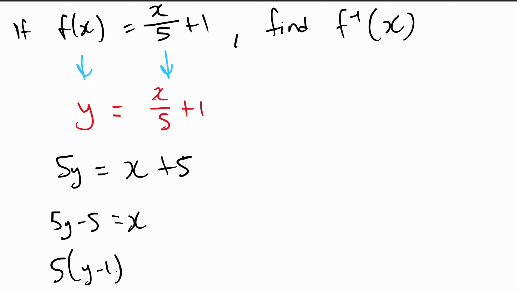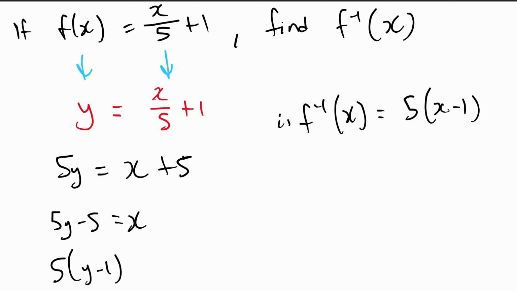And the last step to do is we change it. We write our answer in our proper function form, is equal to 5x minus 1, because remember, it's not a y, it's going to be an x. Okay. One more harder example.